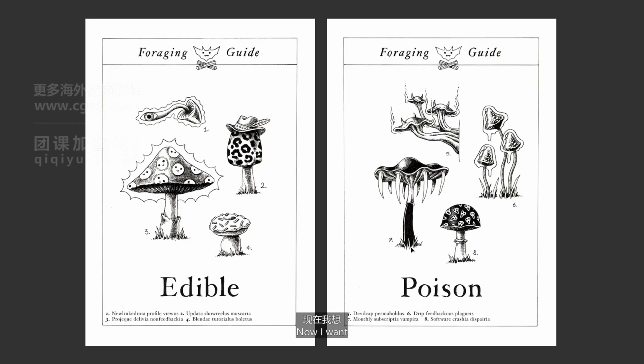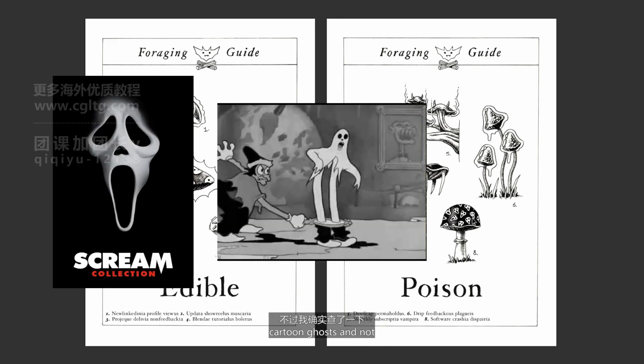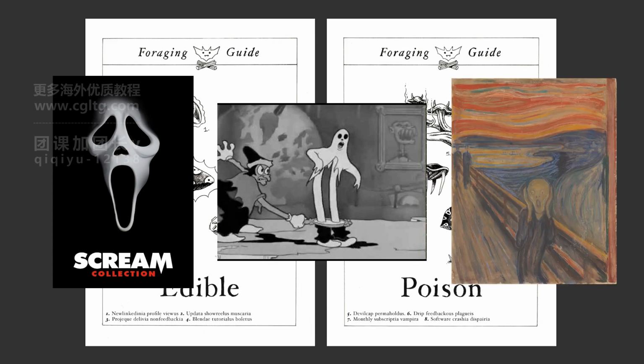Now, I want to quickly touch back on a few more symbols I've used in these mushroom examples, because I've used quite a few symbols in here. Obviously, we have these screaming, wailing faces, which use an abstraction of the ghost-faced mask from Scream, which I believe was influenced by 1930s cartoon ghosts, and not the Edvard Munch painting of The Scream. I did have to look that up, just to get some extra context of the symbols that I was using, so that I wasn't just ignoring an example I said earlier.